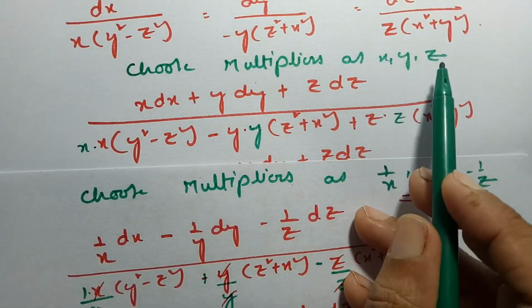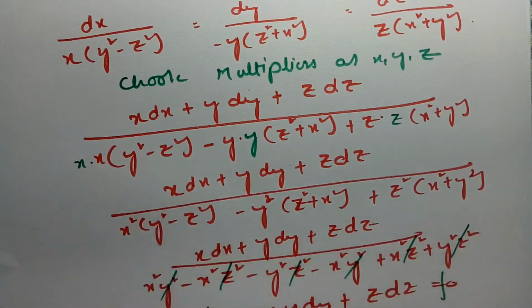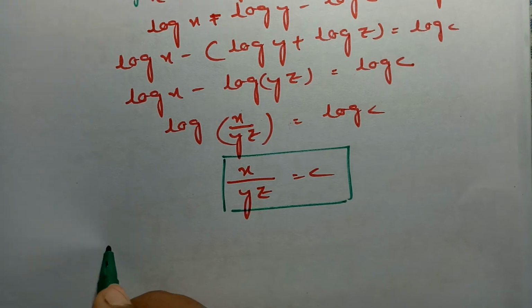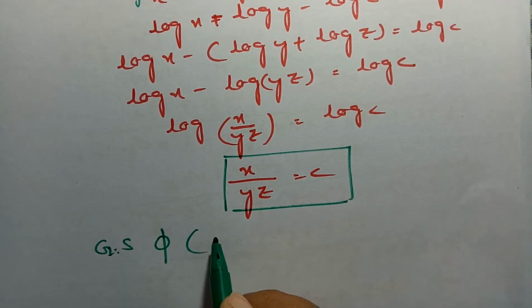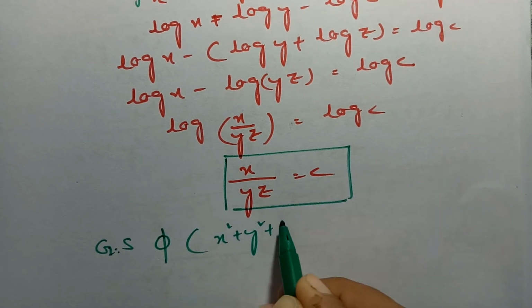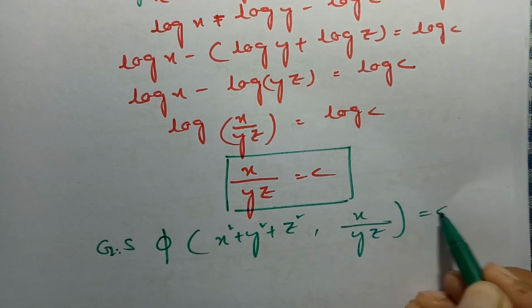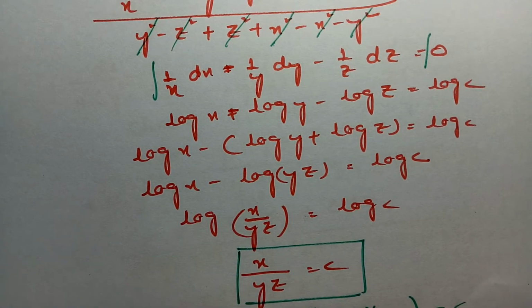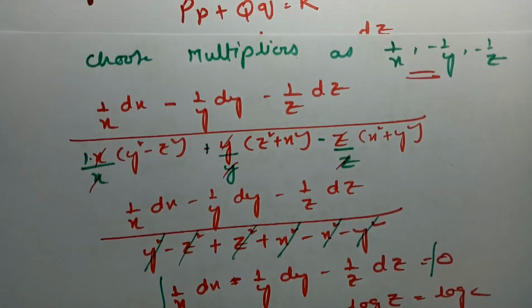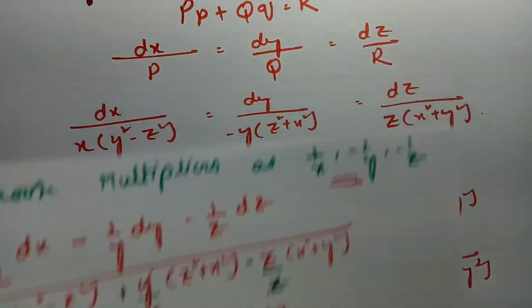and using the multipliers x, y, z, I got the solution as x square plus y square plus z square is equal to c. Therefore the general solution GS is phi of x square plus y square plus z square comma x by yz is equal to c, the final solution. So this is most important. Your remembrance is very important, that you have to take minus for the last two terms so that you will get the solution. So there is another problem for you.